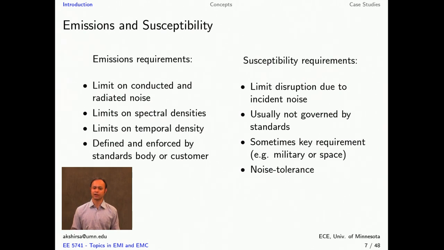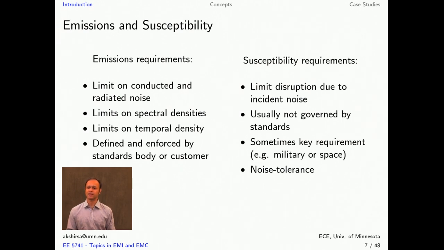There are limits on spectral densities, which means what is the frequency spectrum of the noise that is being emitted. There are limits on temporal density, which means how much noise can be emitted as a function of time. And these are often enforced by the standards body, for instance, the FCC or CISPR, etc. They can also be enforced by the customer, because if a customer has a low noise requirement, then these can be enforced by the customer as well.